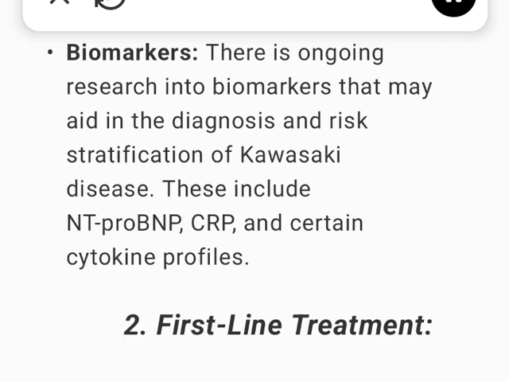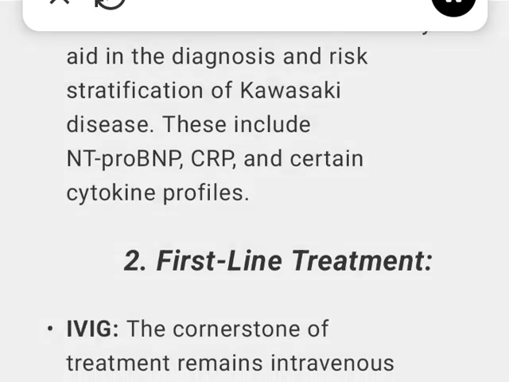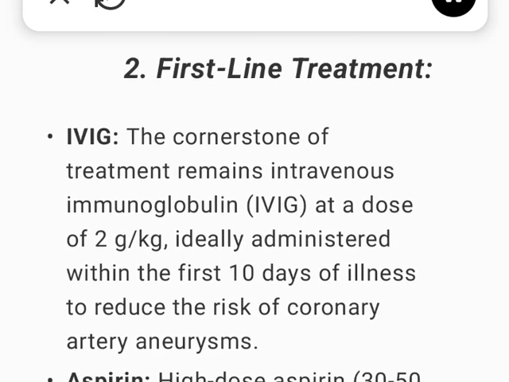Biomarkers. There is ongoing research into biomarkers that may aid in the diagnosis and risk stratification of Kawasaki disease. These include NT-proBNP, CRP, and certain cytokine profiles.